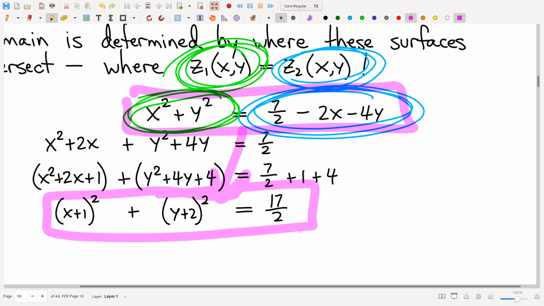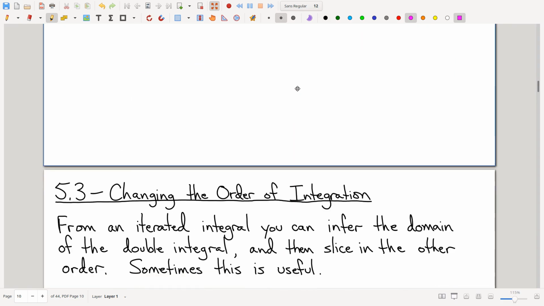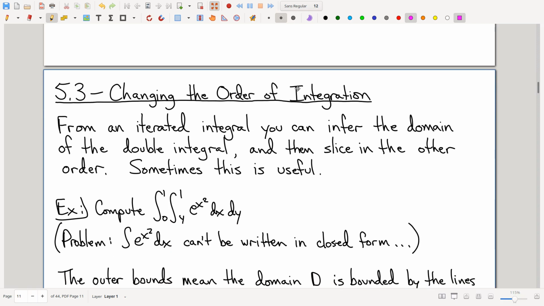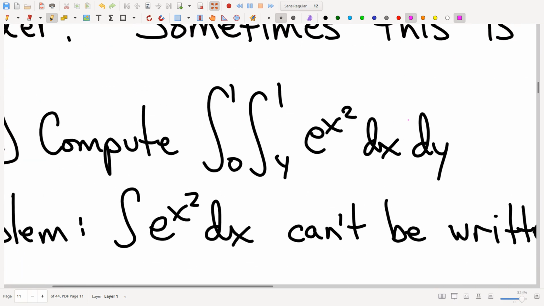Everybody good? All right. Okay, we're going to do one last thing. We have just finished section 5.2. We are now going to, in the remaining 2 minutes, finish section 5.3. Believe it or not, it's the quickest section in the book. There's hardly anything going on. It's just a trick. There's one little trick.